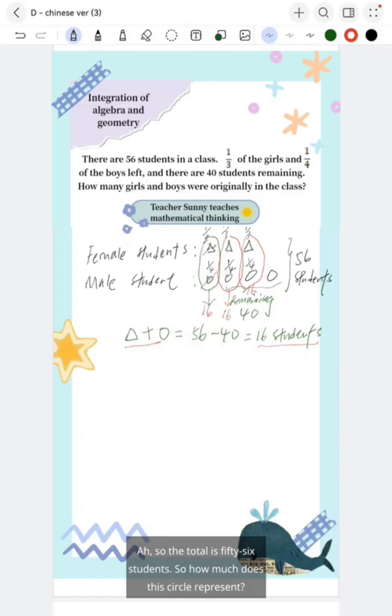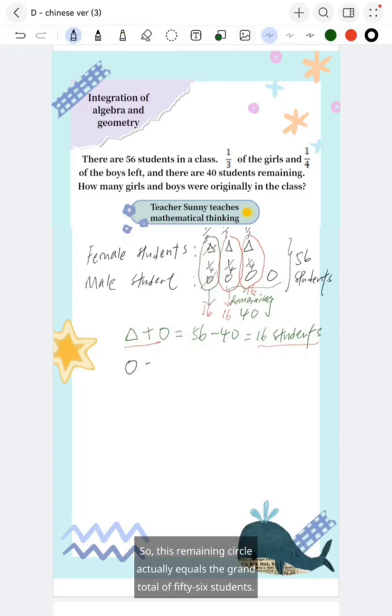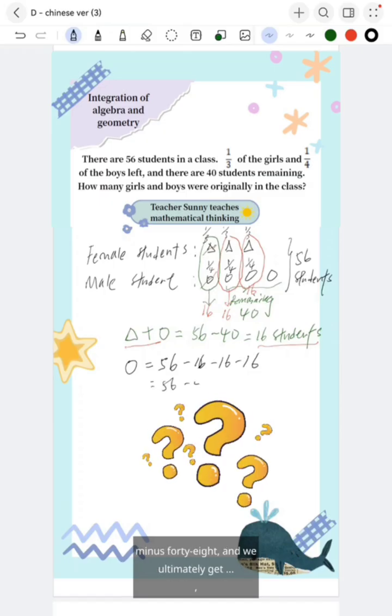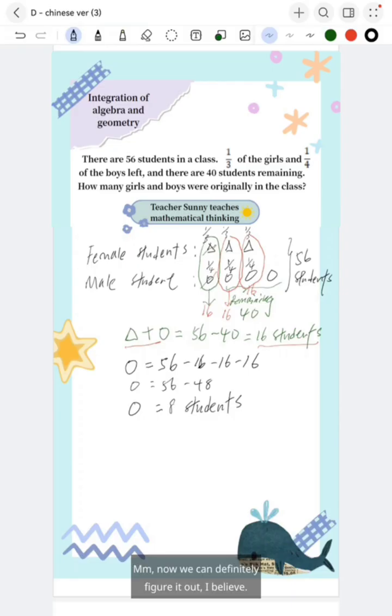So how much does this circle represent? This remaining circle equals the total of 56 students, and we subtract the 16 students from each group. There are 3 groups, right? Yes, 3 groups in total. So that's 56 minus 48, and we get the value of one circle, which is equal to 8 students. Now we can definitely figure it out, I believe. So one circle represents 8 students.